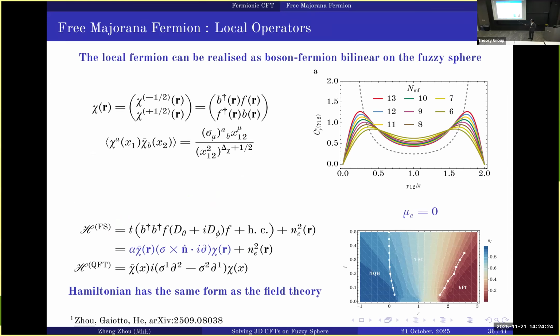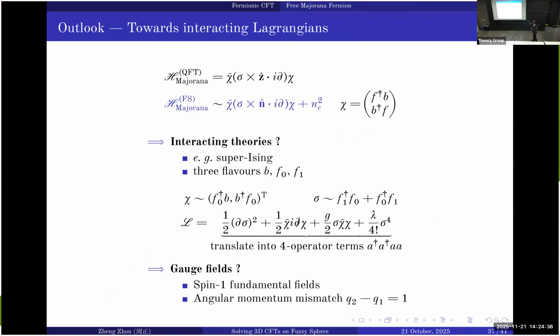Okay, so we have found that the Hamiltonian on the fuzzy sphere has the same form as the Hamiltonian of the quantum field theory. Can we extend this analogy? For example, can we extend the analogy to the interacting theories? Can we realize the super-Ising theory in the same way? We can construct three flavors, two fermions and one boson. We can identify the hopping between the boson and F0 as the Majorana fermion, and the hopping between these two fermions as the Ising field.